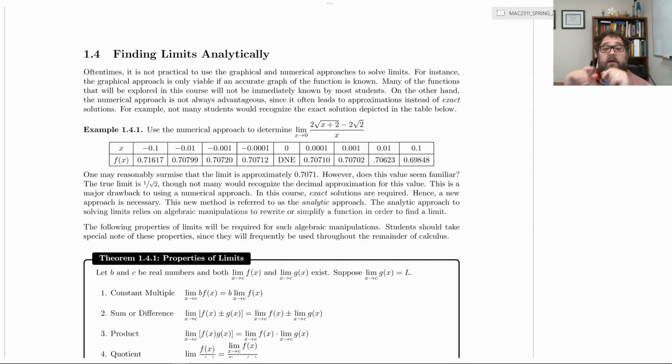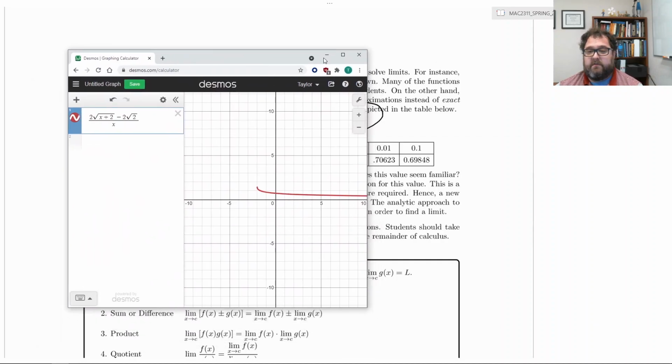drives home the point that the numerical approach, and for that matter the graphical approach, to finding limits have pretty big shortcomings. For instance, if you do not know the graph of that function, then you cannot evaluate the limit. And even if you do know the graph, well, let's pull it up. I have Desmos pulled over here. Let's type it in: 2 square roots of x plus 2 minus 2 square roots of 2 over x. Okay, so there's the graph.